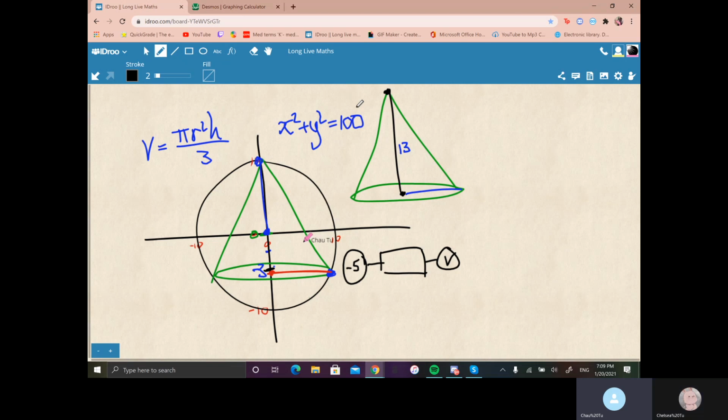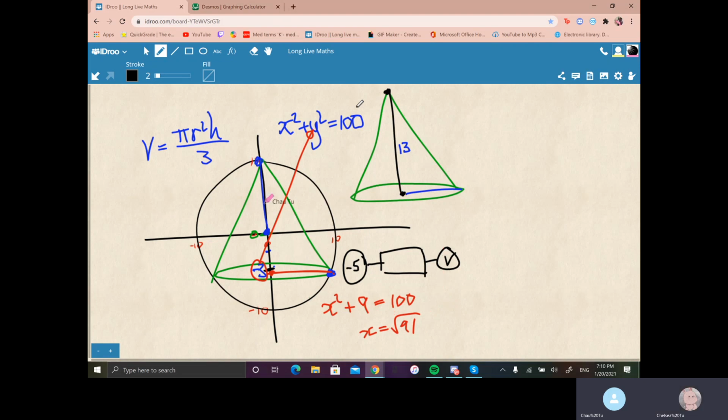How do I work out that red length if I'm at -3? Put -3 into the y, and then solve for x. So it would be x squared plus 9 equals 100. Subtract 9, so 91. x is root 91. By the way, this length here is root 91, right?